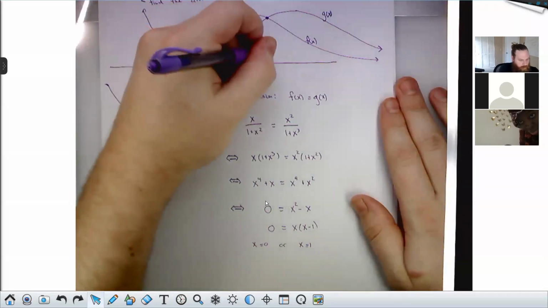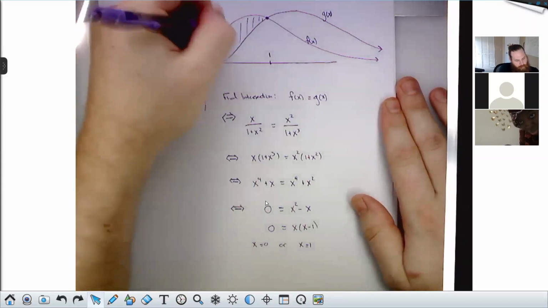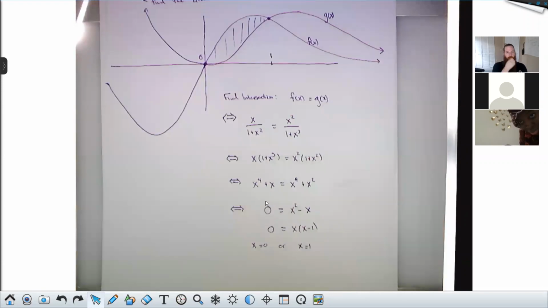So this is indeed 1, and this is 0, and the area I'm looking for is this. Now my upper function, everywhere between 0 and 1, is f of x. That's the x over 1 plus x squared. And my lower function between 0 and 1 is g of x. That's x squared over 1 plus x cubed.